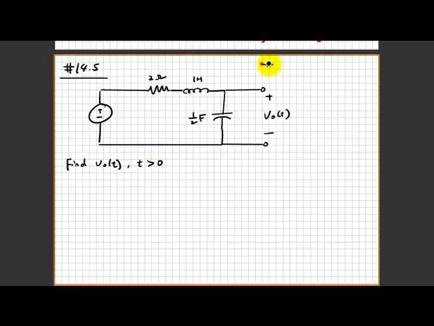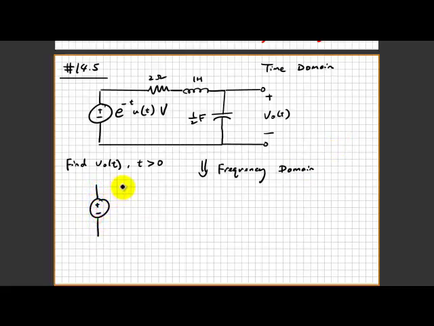So what you can do simply is convert this into the frequency domain. This is all in time domain. And by the way, I forgot to add this, which is e to the power minus t times a step function, in volts. So to convert that into the frequency domain, you have the voltage source plus minus, and then the resistor, inductor, and then the capacitor.